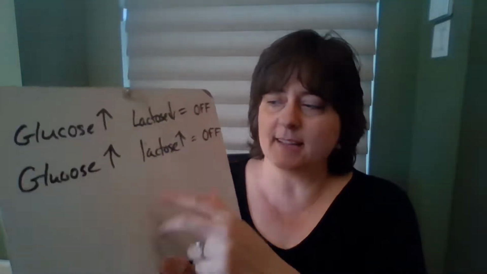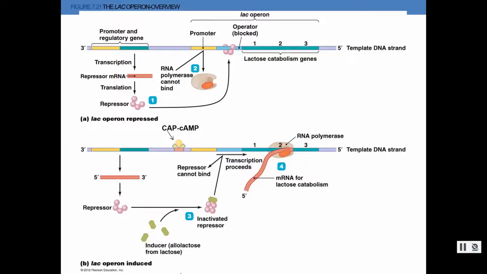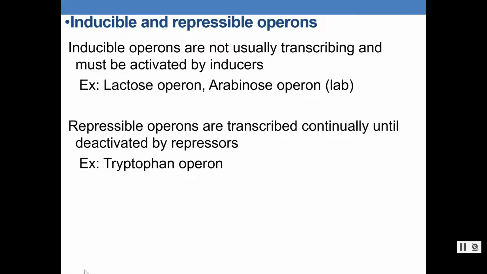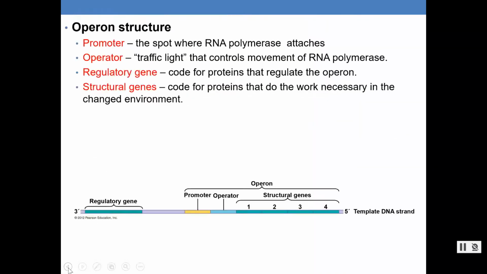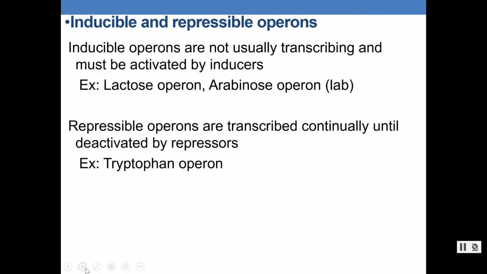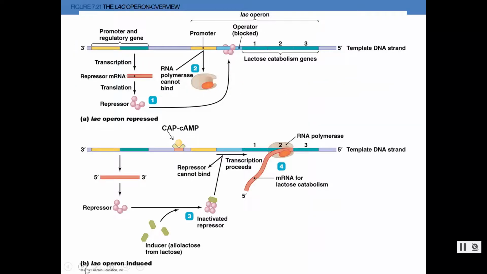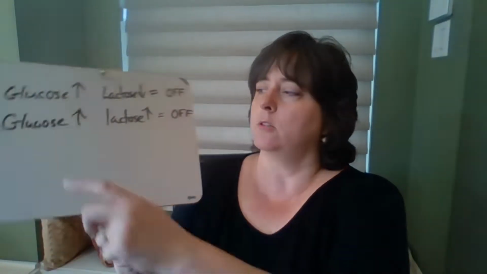Why? Because even though allolactose is present, and my repressor is activated, this CAP-cAMP complex isn't present because the cell is so busy breaking down glucose. So even though lactose is present, since glucose is also present, we still block transcription. So glucose is present, lactose is present, transcription is off.